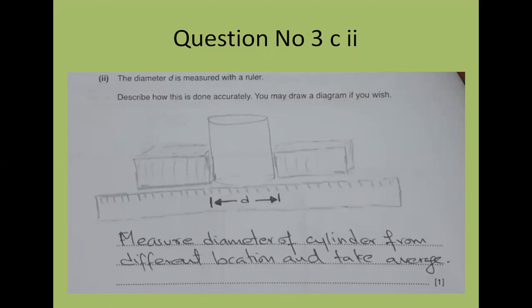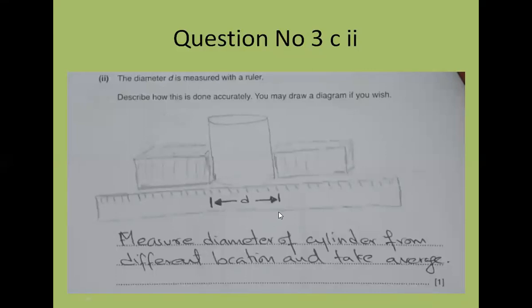And then you can rotate the cylinder a little bit, and again and again take the diameters, and then you can take the average of the diameters. You can do another thing. You can use set squares.